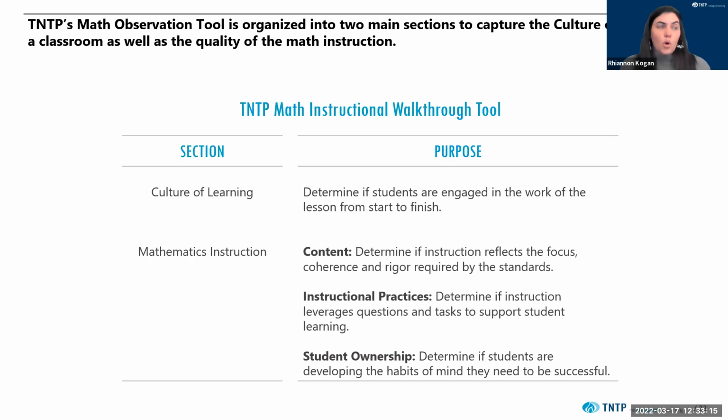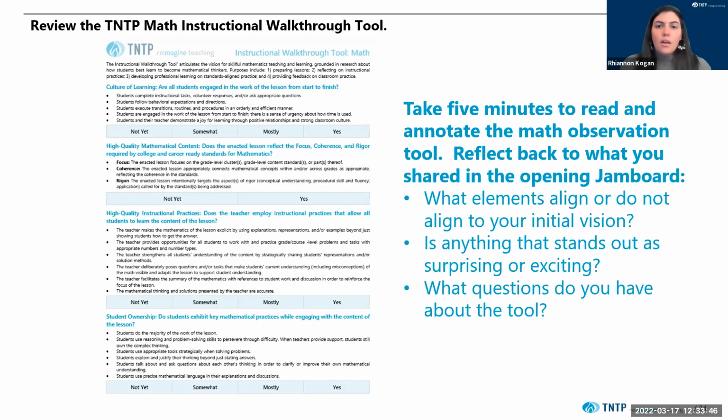You'll also see that it's organized into 2 main categories. At the top, you'll see culture of learning. As we explored in the opportunity myth discussion, student engagement is critical to student success, which is measured through culture of learning. Next, you'll see the mathematics instruction section, specifically the content students are learning, the instructional practices that the teacher is utilizing, and the extent to which students are owning the thinking in the classroom.